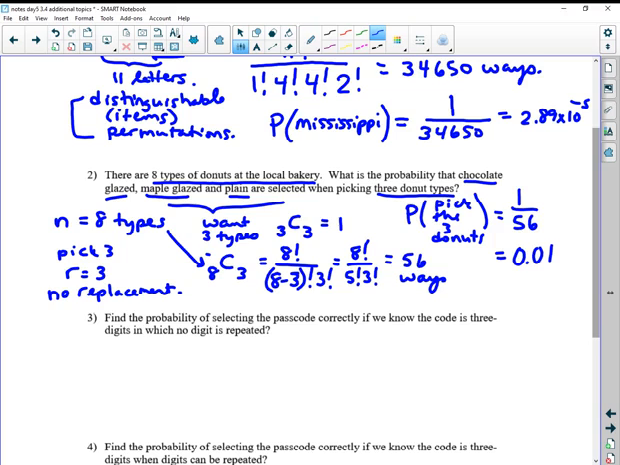And there's a probability of that happening.